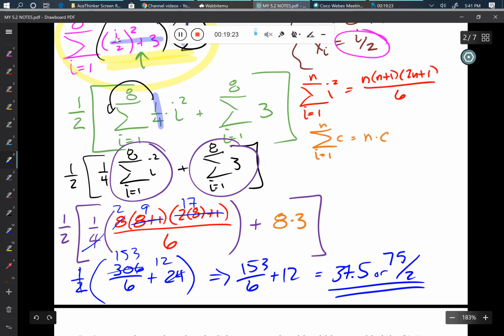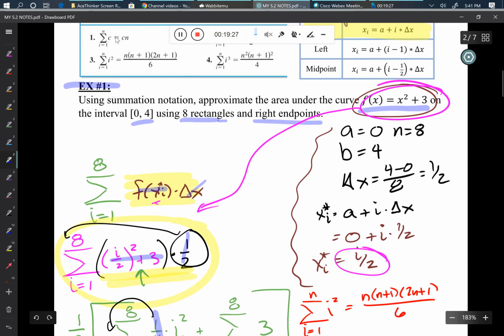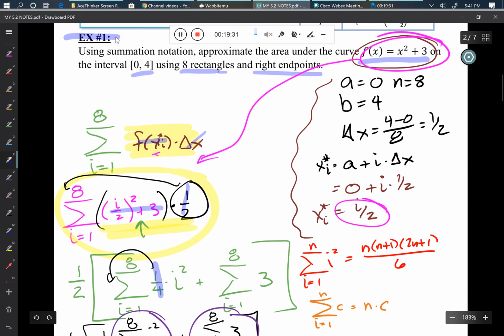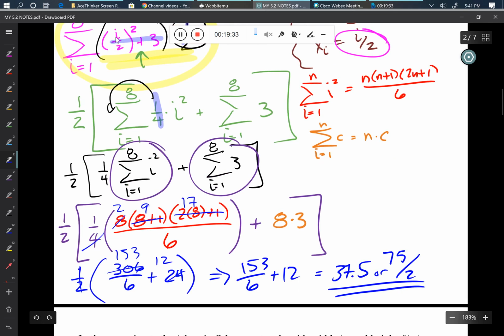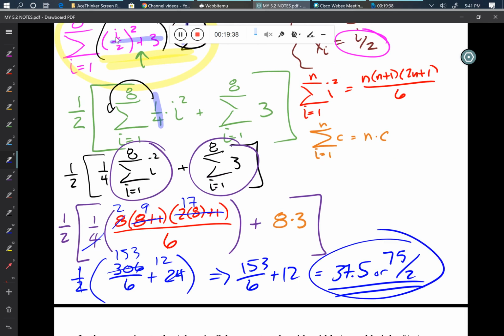Okay. So I'm finding the area under the curve. What was our function again? Oh yeah, x squared plus 3 on the interval 0 to 4 using 8 rectangles and right endpoints, and I use summation notation to find it. I get 75 halves or 37.5. So what we're looking at here is summation notation. Now if you think about what we talked about last time, you could probably see what's going to happen.